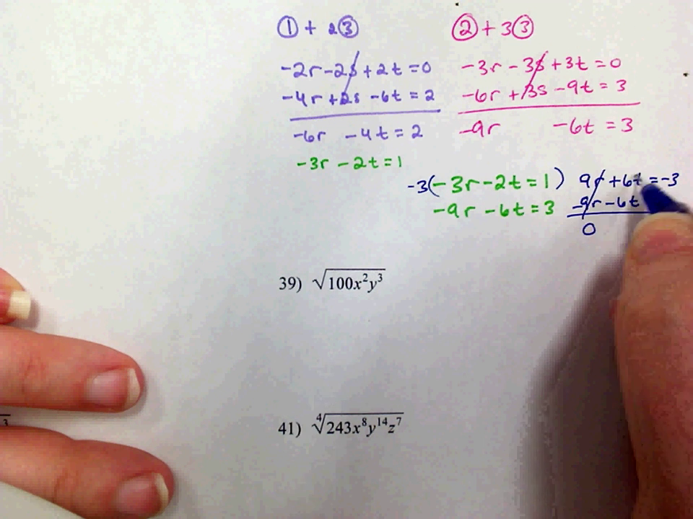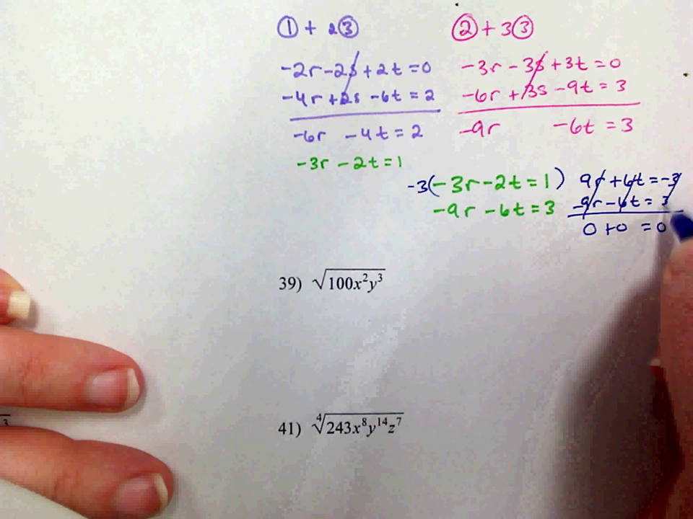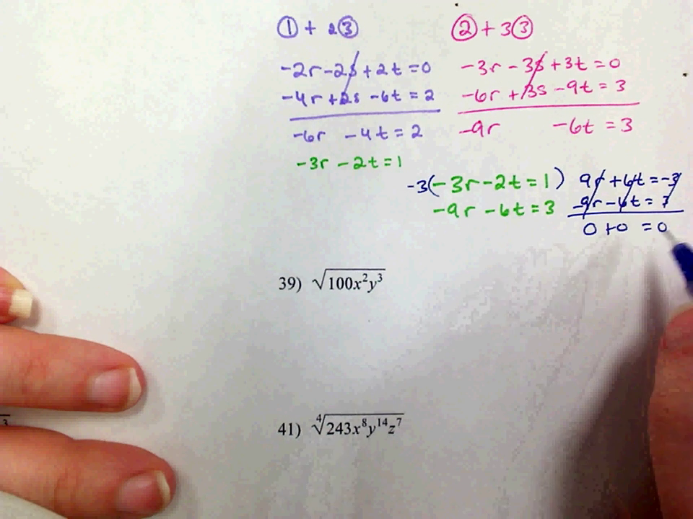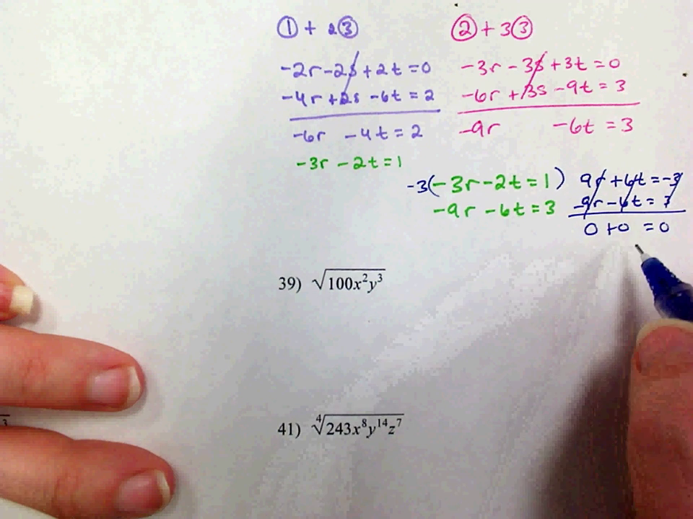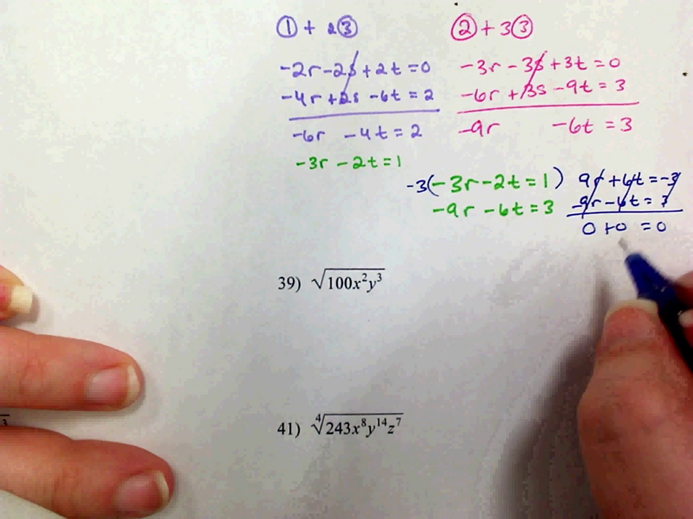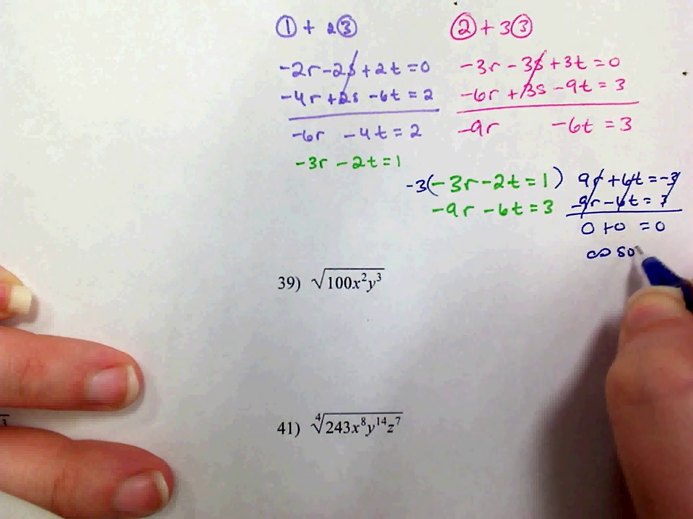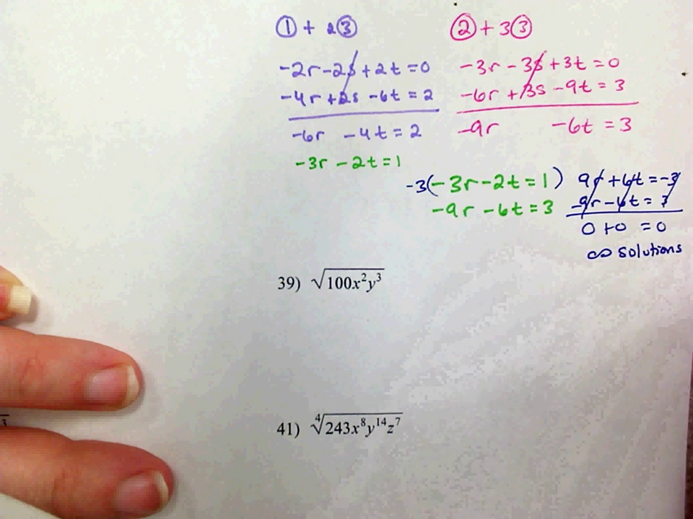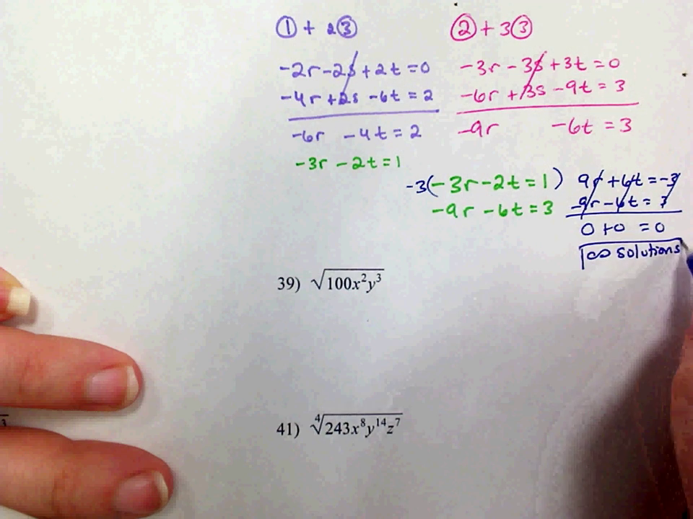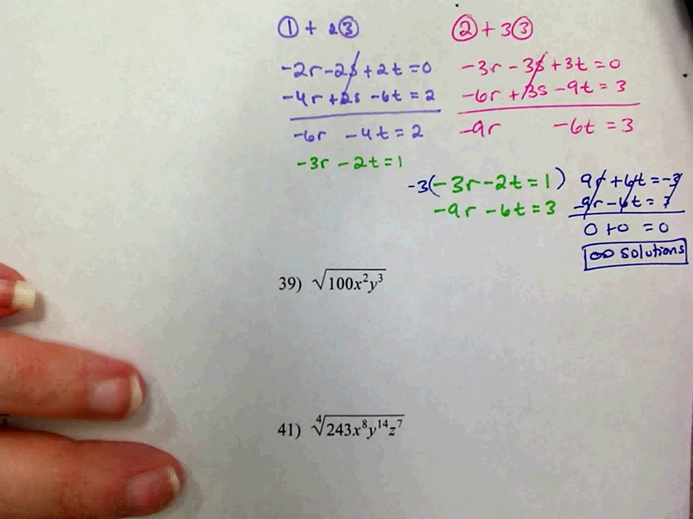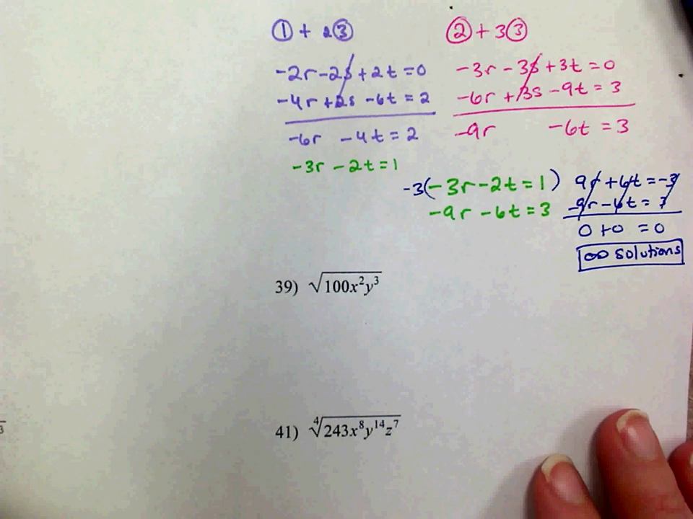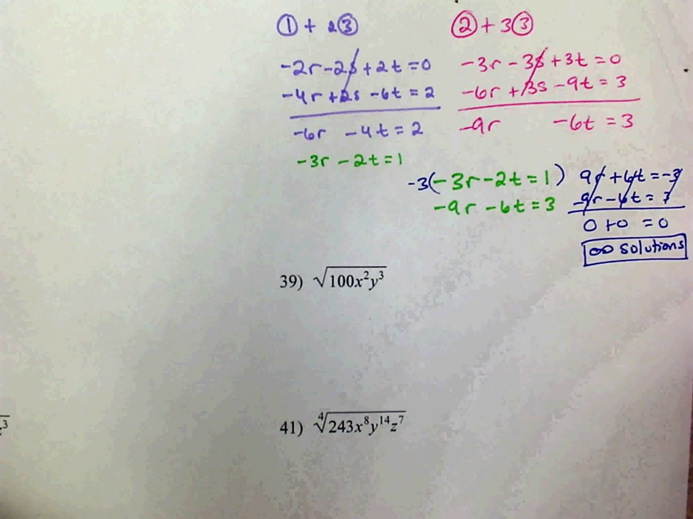Now, if you got 0 plus 0 equals like 15, that's a false statement, no solution. But I got 0 plus 0 equals 0, which is a true statement, which means infinite solutions. Okay? When you get a true statement, that means infinite solutions. If you get a false statement, that means no solutions. Okay. And that is going to be those two problems. I'm gonna have to make another one because the bell's about to ring. Okay.